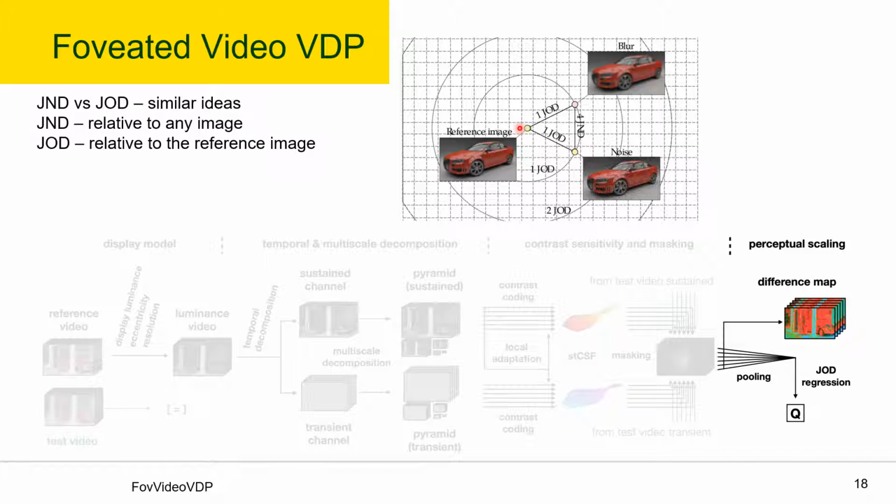And JODs are meant to capture the visible difference in relation to the reference, and therefore two images of equivalent quality have the same JOD, even though they are many JNDs apart.